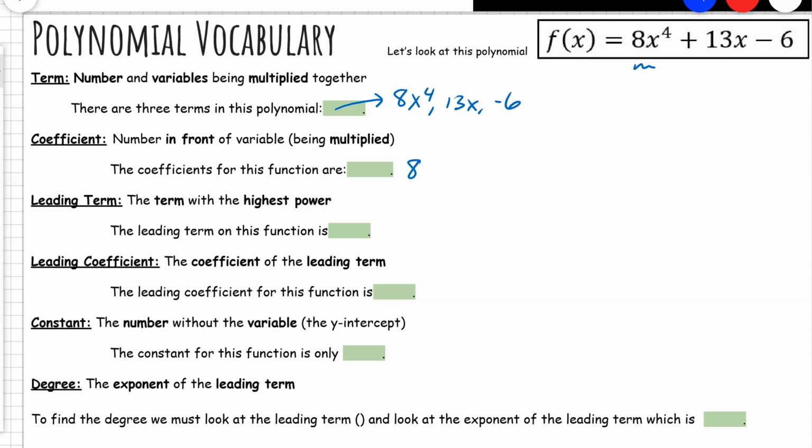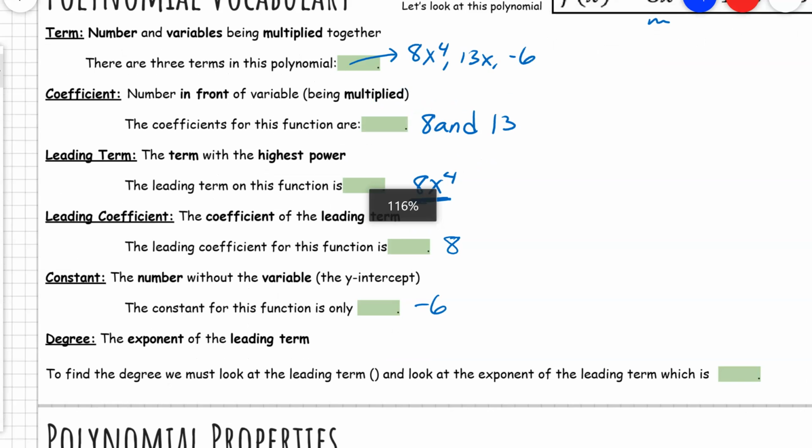That is what's being multiplied by the variable itself. So in this problem, it would be 8 and 13. Now our leading term, that's the term at the very beginning, is just 8x to the 4th. Now the leading coefficient is the coefficient right in front, so it's the one that's leading the way. In this case, we're just talking about the number itself, not with the exponent. If you were talking about the leading term, that would be 8x to the 4th. Now a constant, that's the number standing all by itself. So with x being 0, that constant is going to stay the same at -6.